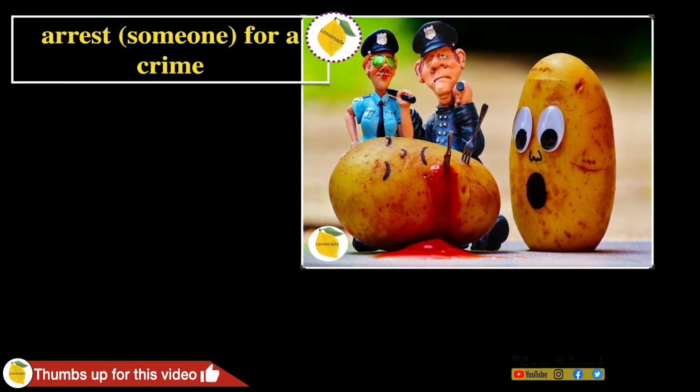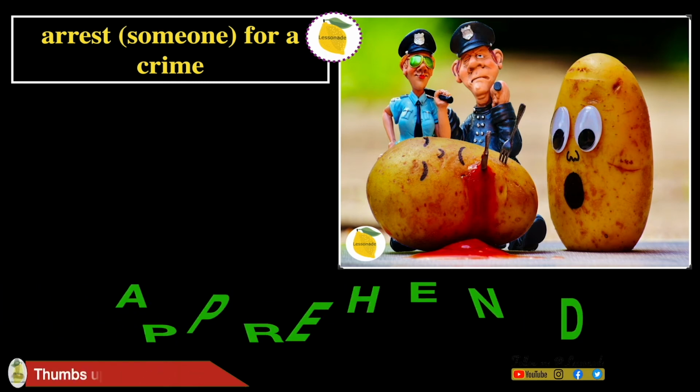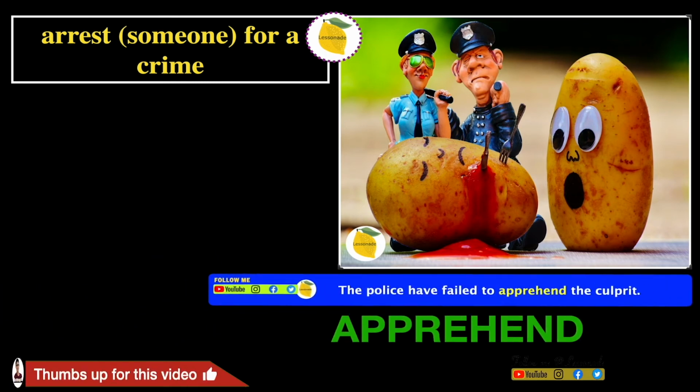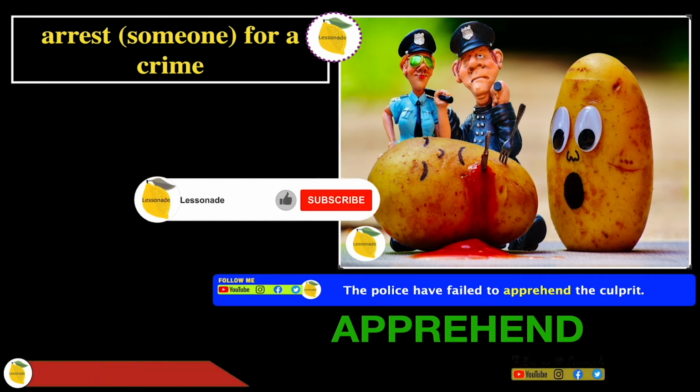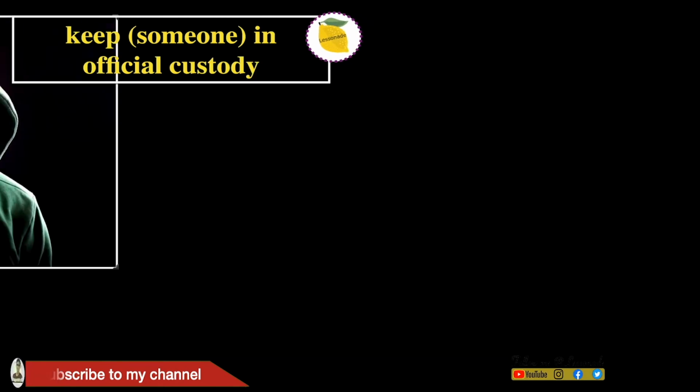The next one is arrest someone for a crime. In this picture, we can see a police arresting a potato for committing a crime, and therefore the word will be apprehend. And the sentence for this word is the police have failed to apprehend the culprit. So before we go on to the next one, let's try to recall the previous slide, and the previous slide is debut. Let's go on to the next one.